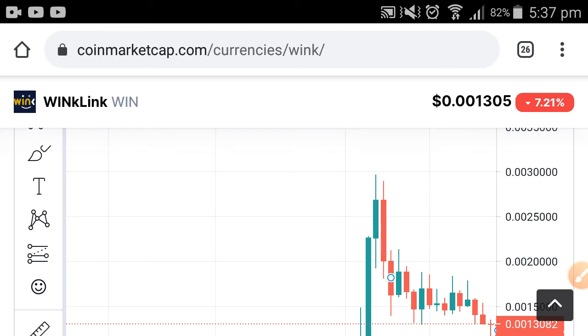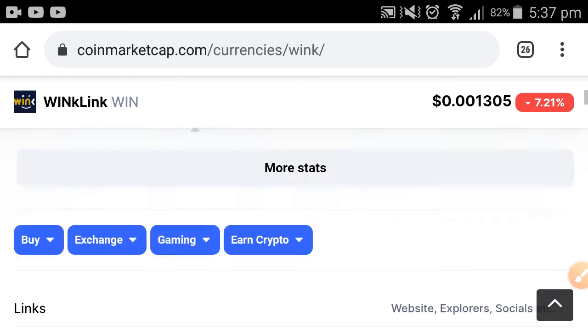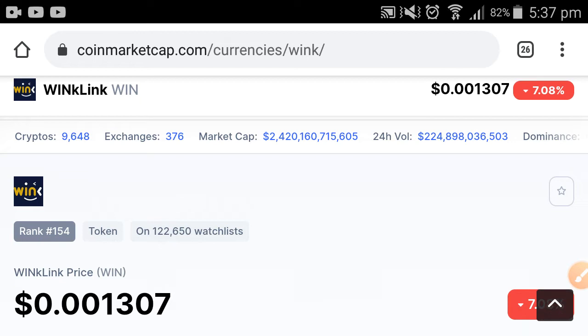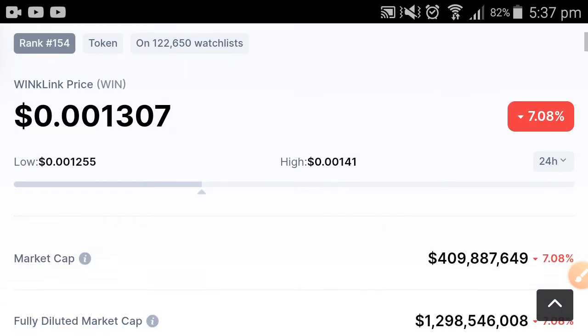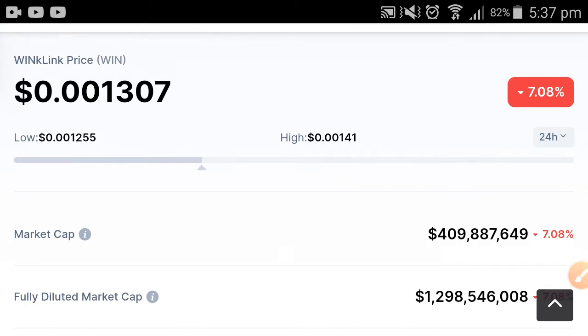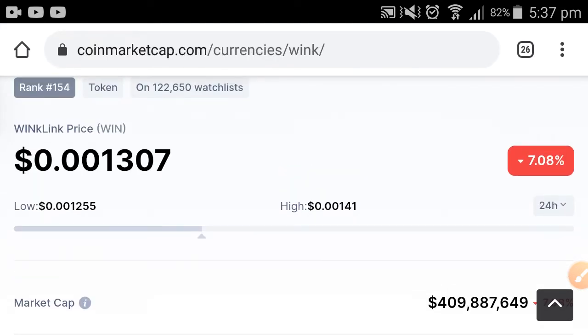And this time, first of all, my friend, if we check the latest updates on what's going on, then we understand whether Winklink is moving up or falling down. You can see here the Winklink price is 0.001307 US dollars, and the change in the last 24 hours is a 7.08% fall. So why, my friend, did it fall down?